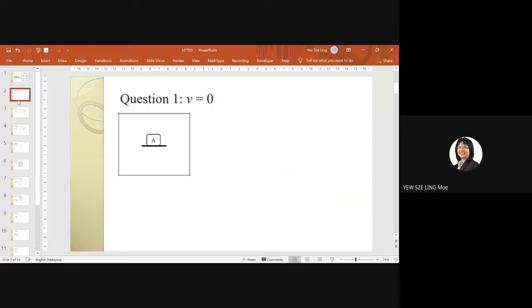So let us start from question 1. Now, question 1, if you notice, the notes tell you the object is moving with 0 velocity. It is not moving. It is at rest. So if it's at rest, then v is equal to 0. So why is it important to know that v is equal to 0? I will tell you when we try to form the equations. But right now you have an object that is not moving. So how to sketch the free body diagram for this object?